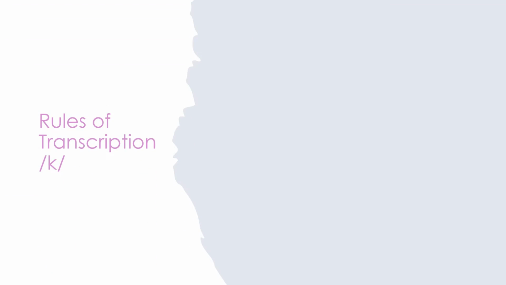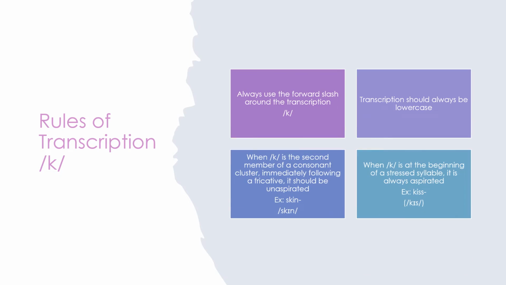Moving on, we have rules of transcription for K. In this case, you're always going to want to use the slashes around the transcription for K, indicating that you are transcribing it. And you also want to make sure that your K is lowercase, because in this case we are talking about the K sound. You want to make sure that you're doing the lowercase because the lowercase k refers to K.